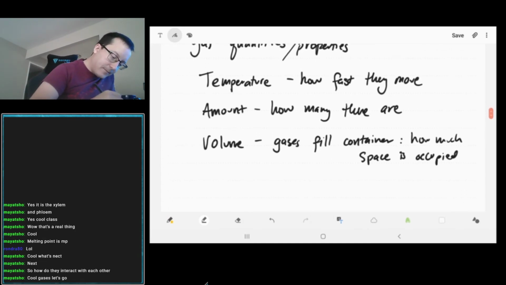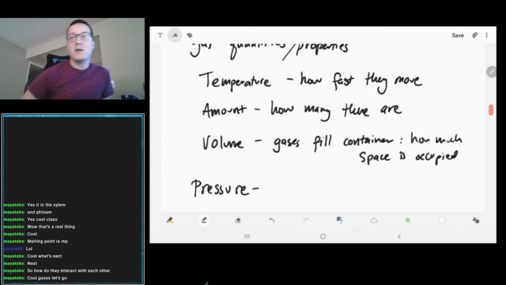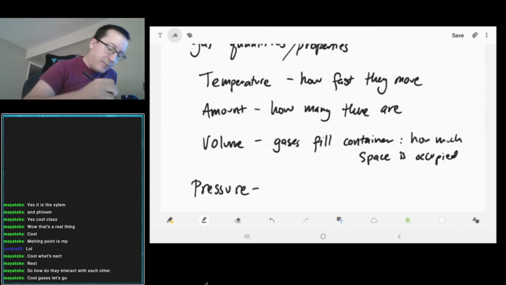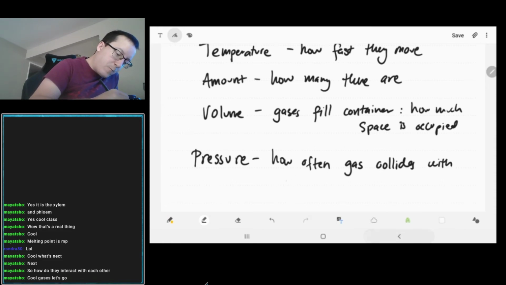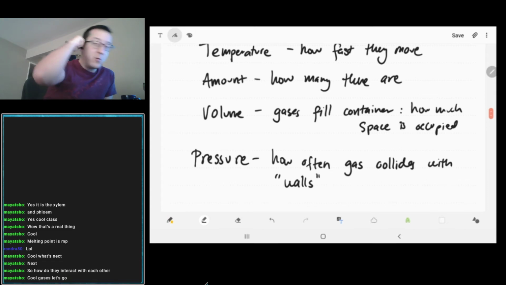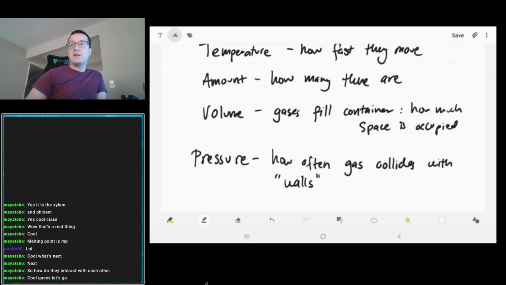And the last one, arguably the most important one, and perhaps the one that we are least familiar with, is pressure. And pressure is how often the gas molecules collide with walls. So those could be walls of a container. They could just be objects somewhere. I'll just write "or objects." Yeah, that'll be easier.